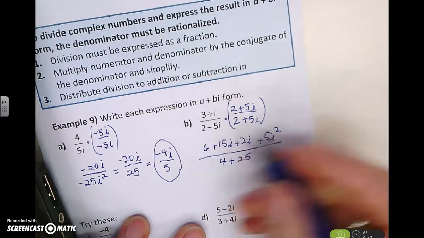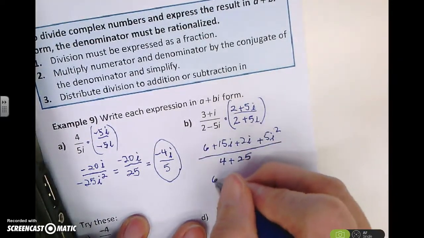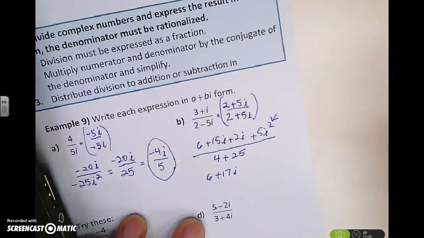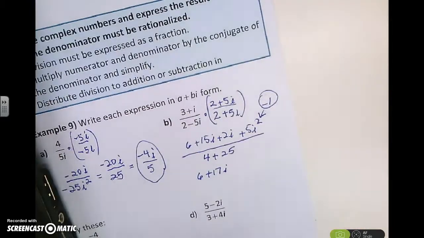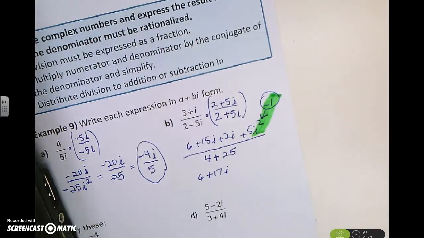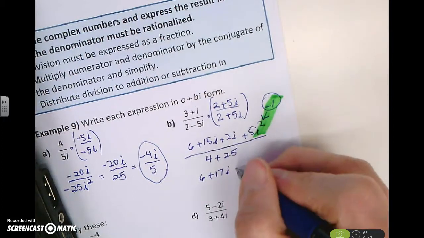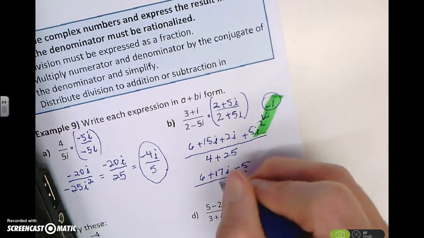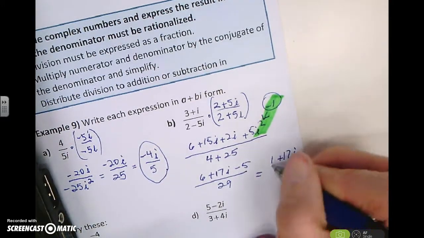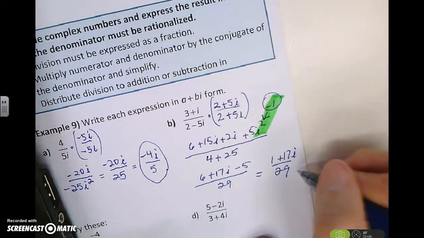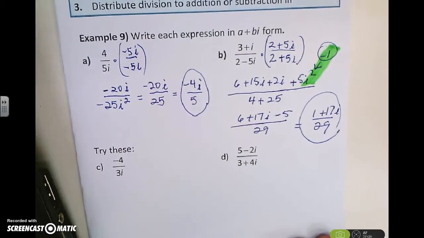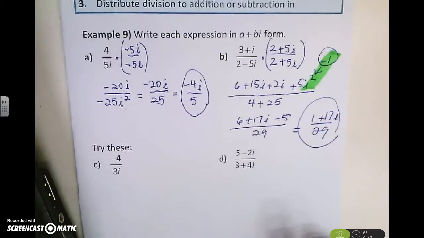So simplifying, I'm going to have 6 plus 17i, and remember that i squared is a negative 1, so it's going to make this be a minus 5 over 29. So 6 minus 5 is 1, plus 17i over 29 for my answer. So try these last two, and we will finish up the last page in class. See you then.